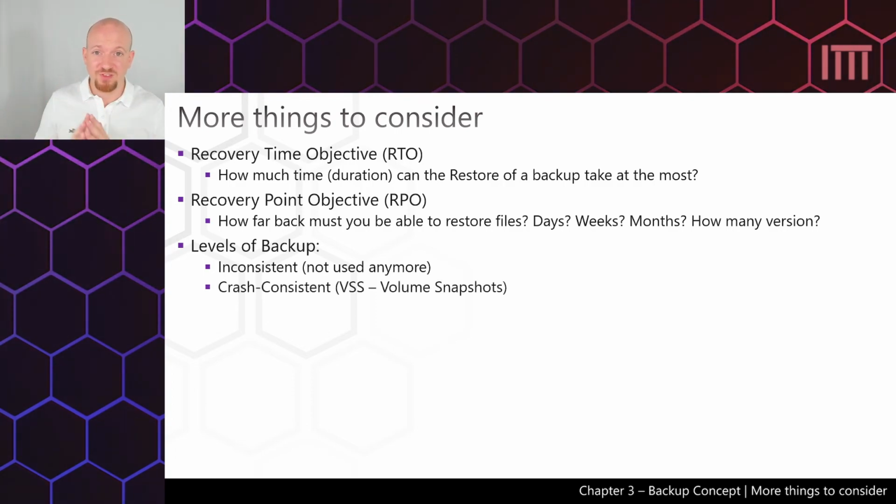Then we have the crash consistent backup, which is the typical way to back up data, which takes a snapshot of the file system. Most operating systems support that nowadays. So before it copies the files, it takes a snapshot, which is like a photograph of the file system. So the backup software can be sure that the files which land on the target are the same files which were on the source system at the beginning of the backup. So every change in between while the backup takes place is ignored.